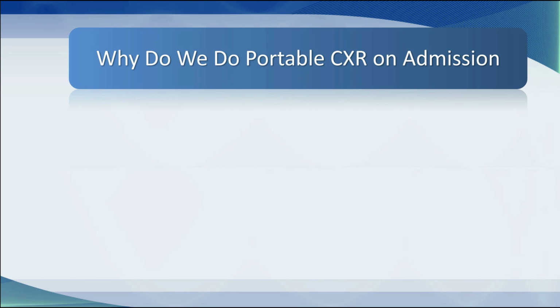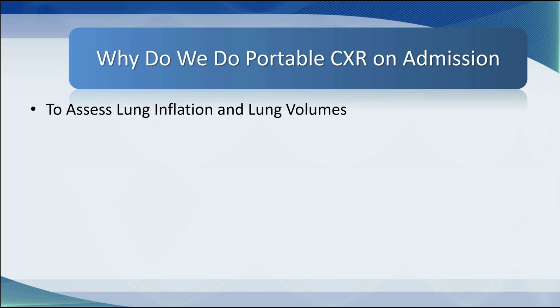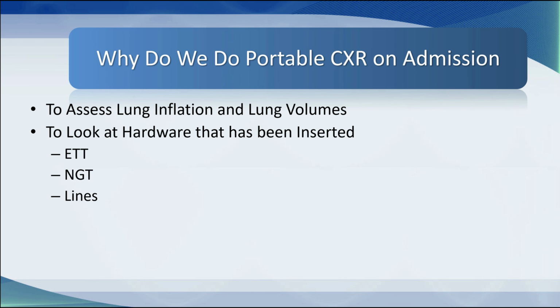When a patient comes into the ICU, we need to know several pieces of information about them that is not necessarily apparent on physical examination. How well the lungs are inflated, and lung volumes, and whether any parts of the lungs have collapsed in transit. We really want to know the position of hardware that we've placed, particularly the endotracheal tube to make sure it's in the trachea, nasogastric tubes to make sure they're in the stomach, and lines to make sure that they're in the proper place. By lines, I mean central lines.